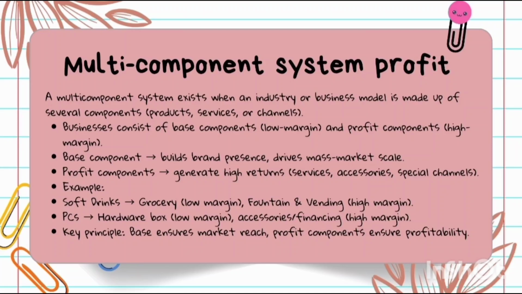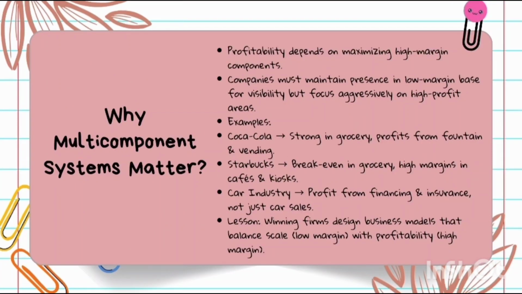The key principle here is simple. The base builds the reach while the profit components ensure profitability. Companies that design their strategies around this balance can capture both scale and sustainable returns. We would understand why this multi-component system matters.